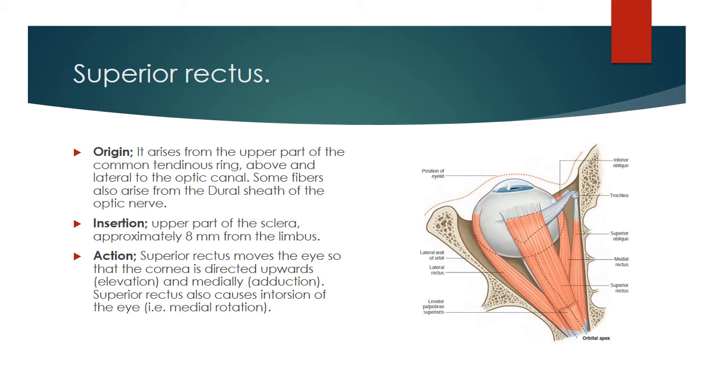Number one is the superior rectus. You must know the origin, insertion, and action of each of the muscles. Superior rectus muscle takes origin from the upper part of the tendinous ring, but some fibers also arise from the dural sheath of the optic nerve. This is the superior rectus muscle. Its insertion is on the sclera 8 mm behind the limbus, and the action of the muscles we will discuss with the movements of the muscle.